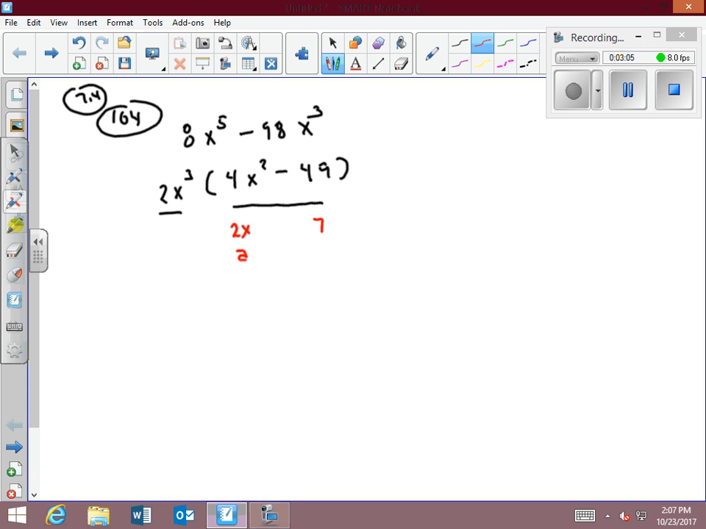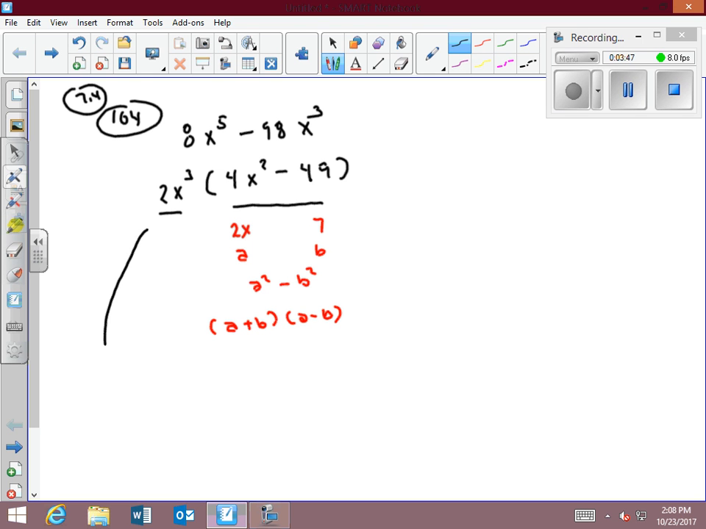So if this is A and this is B, 2x is A and 7 is B, then in that algorithm it says we have an A squared minus B squared scenario. How does that factor? How does A squared minus B squared factor? The algorithm says what? It says it factors A plus B, A minus B, right?